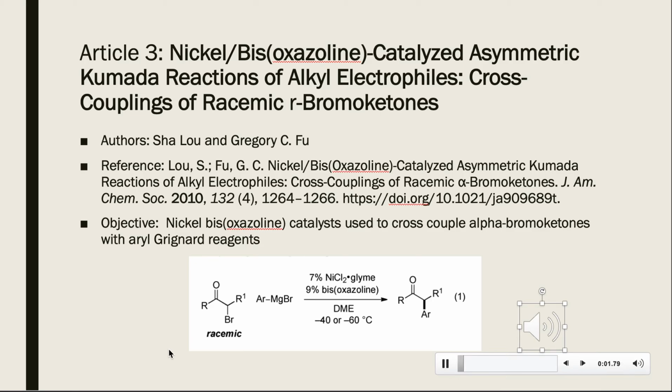Moving on to the last article, nickel bisoxazoline catalyzed asymmetric Kumada reactions of alkyl electrophiles, cross couplings of racemic alpha bromoketones. This one has a very similar layout to the last article. The objective is to use the nickel bisoxazoline catalysts to cross couple alpha bromoketones with aryl Grignard reagents. So let's dive into some of the data.